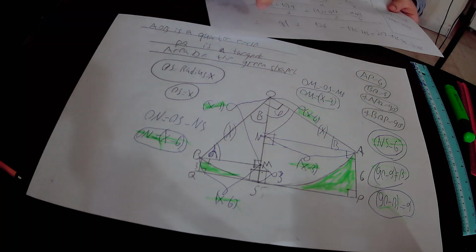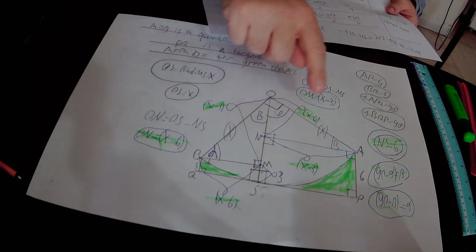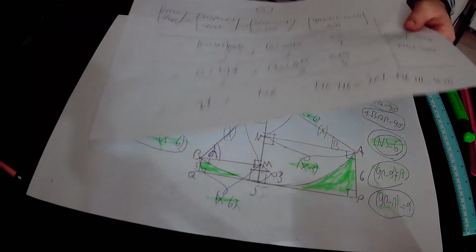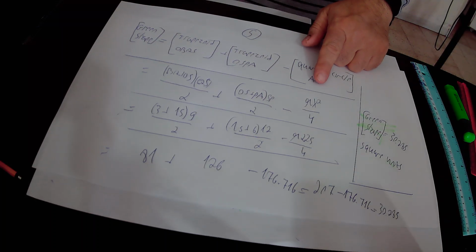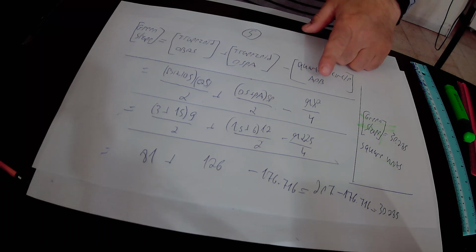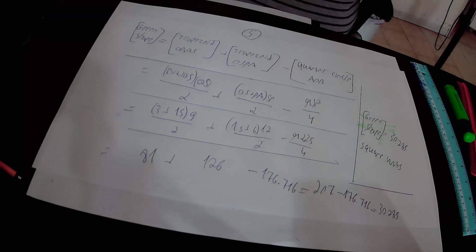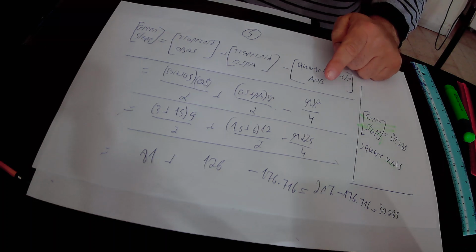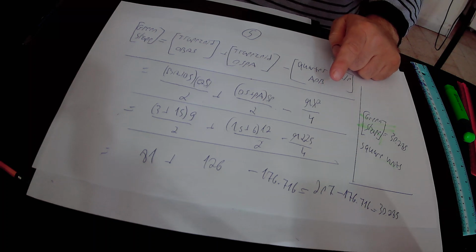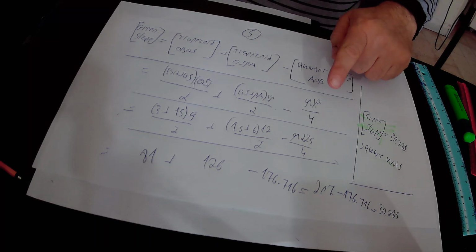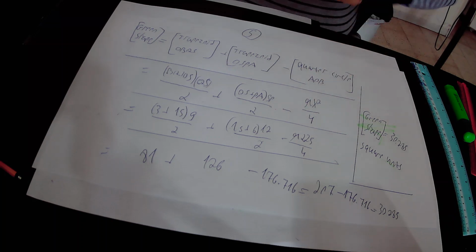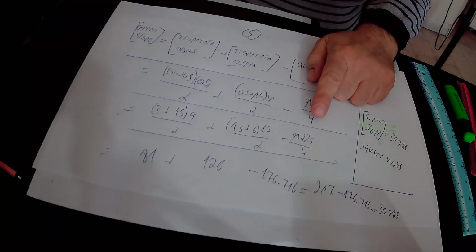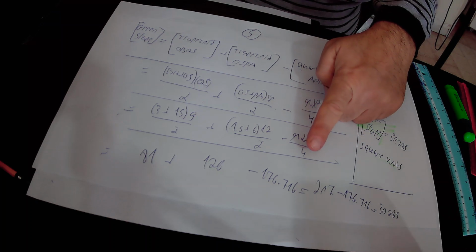quarter circle AOB. The area of the quarter circle AOB equals the area of the circle over 4. The area of the circle is pi x squared because the radius is x. And when we divide the area of the circle by 4, we get the area of this quarter circle AOB. So the area of the quarter circle AOB equals pi x squared over 4. X is 15, therefore x squared is 15 squared, which is 225. So in total, the area of the quarter circle AOB equals 225 pi over 4. 225 pi over 4 is 176.716 square units.